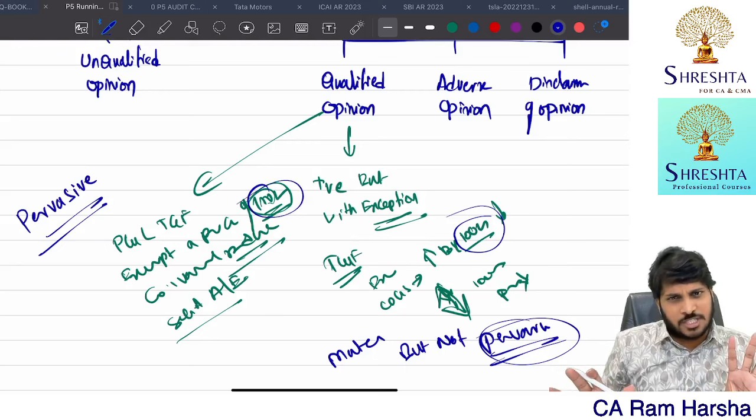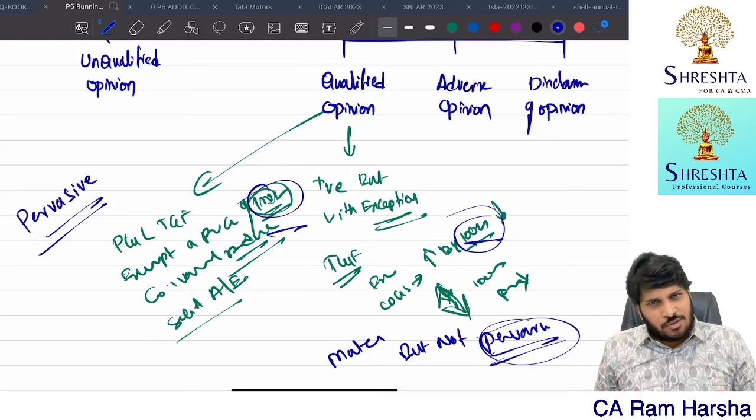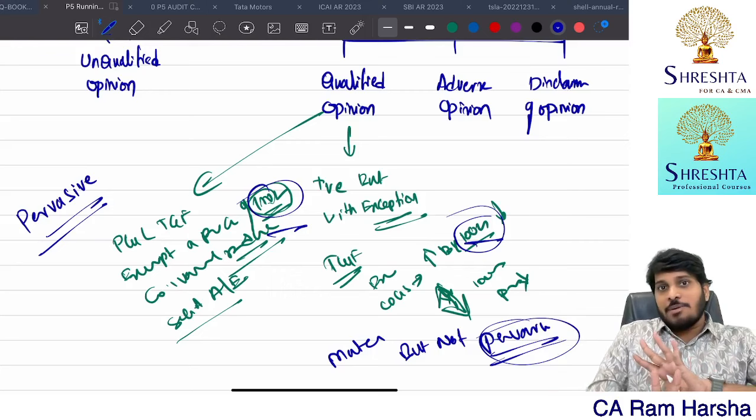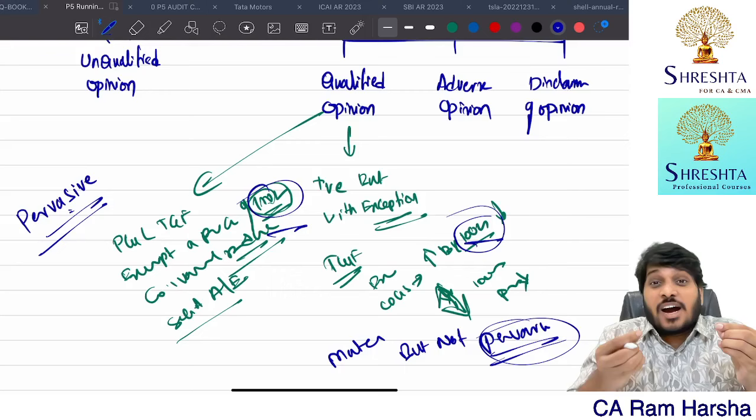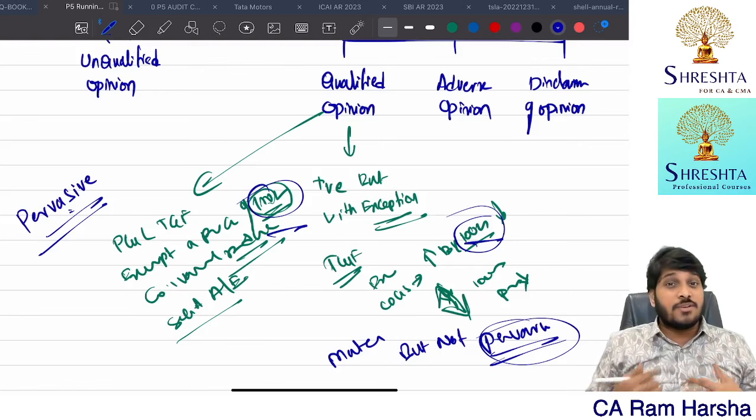Are they misleading the entire profit and loss account? No, they're not. They are material, but they are not misleading entirely. So they are not pervasive. Understood? So if you find a misstatement which is material, but not pervasive, you give which opinion?